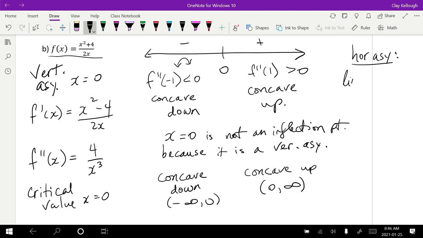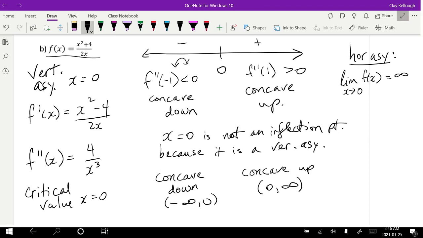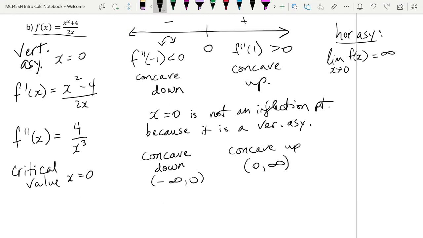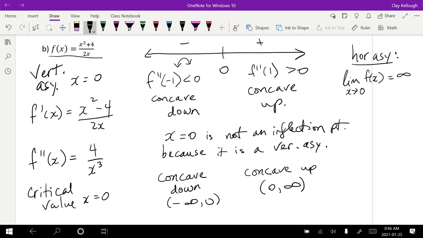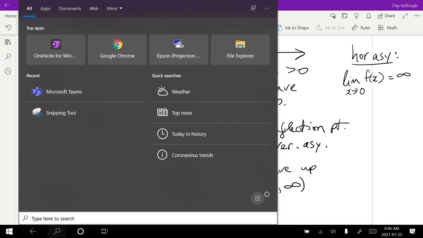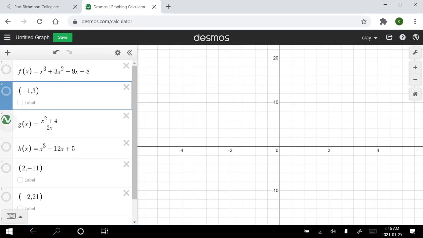So the limit as x approaches my asymptote of 0 of f of x is actually going to infinity. So it actually doesn't have a horizontal asymptote. And let's see if that's true. Let's go to my Chromebook here and, yep, check it out.